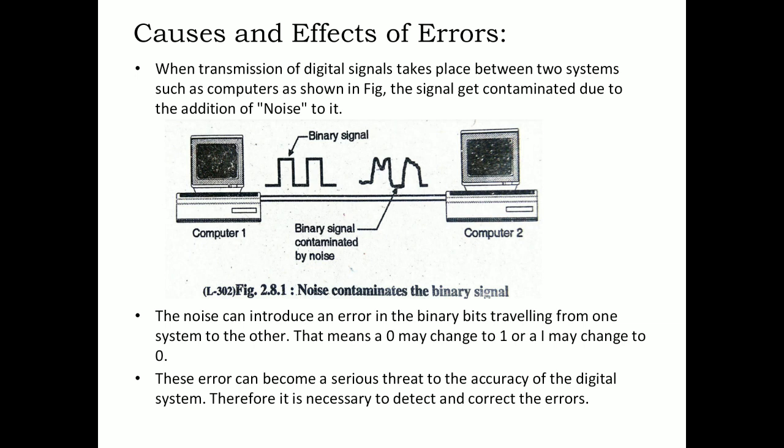The noise can introduce an error in the binary bits traveling from one system to the other. That means a 0 may change to 1 or a 1 may change to 0. This error can become a serious threat to the accuracy of the digital system. Therefore, it is necessary to detect and correct the error.